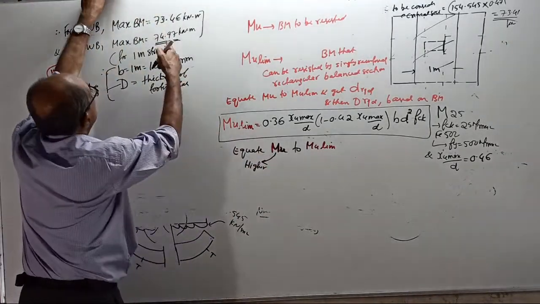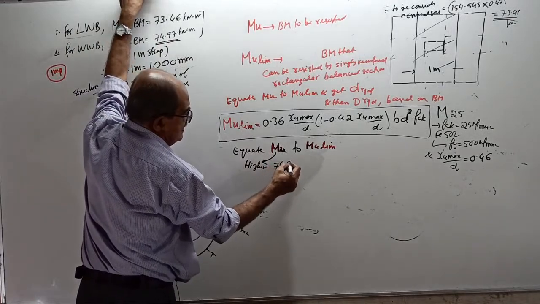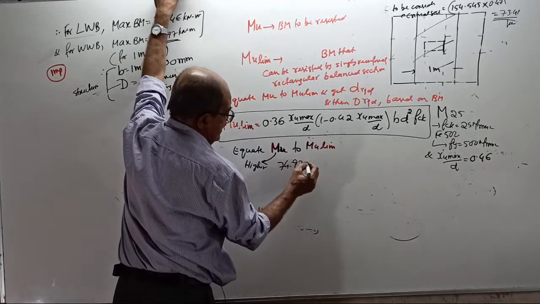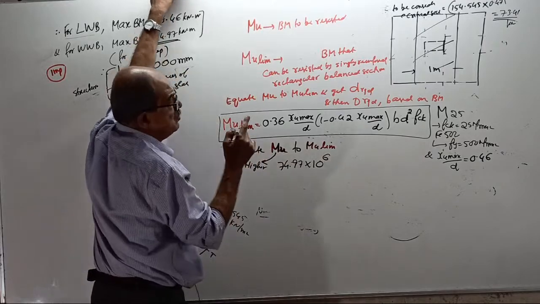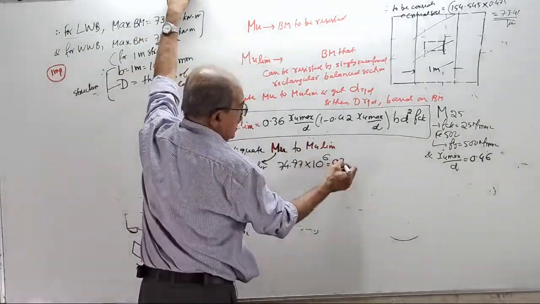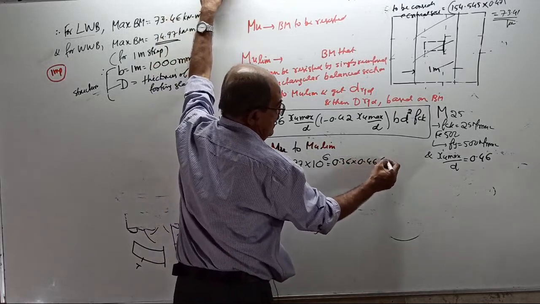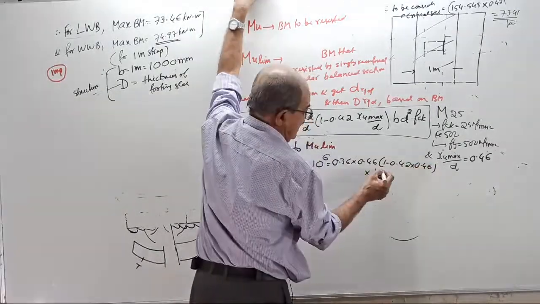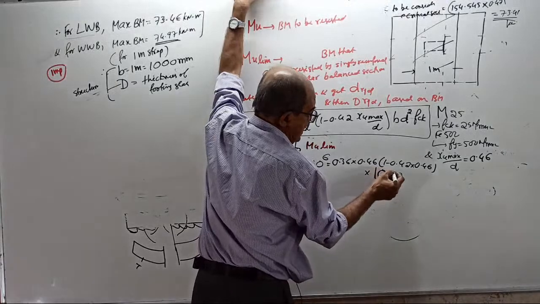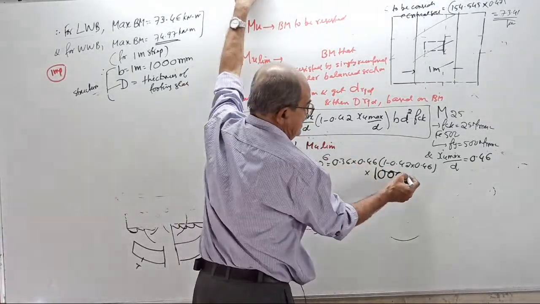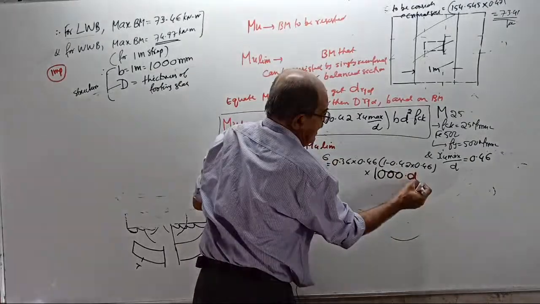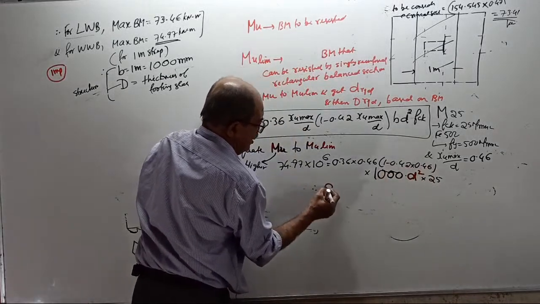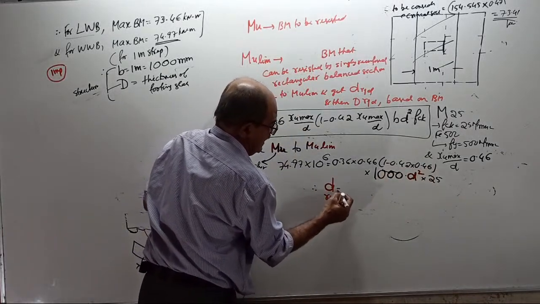So 74.97 into 10 to the power 6, because we want it in Newton millimeter, equals 0.36 into xu max by d into 1 minus 0.42 into xu max by d, into b, which is 1000 for a 1 meter strip, into d square into fck, which is 25. Therefore, you get the value of effective depth d required for the slab.